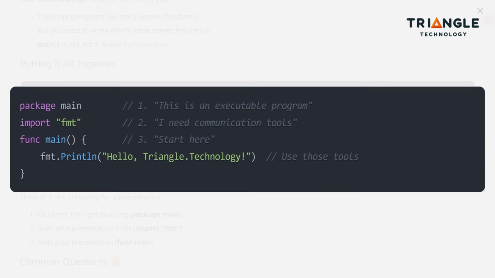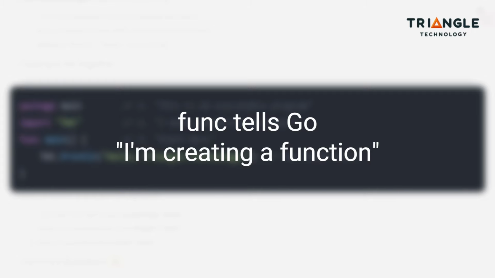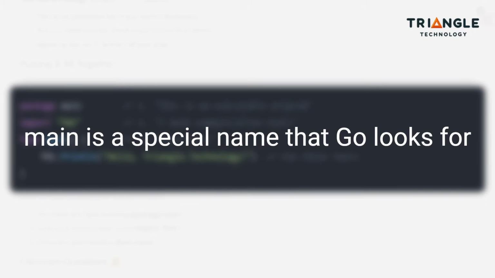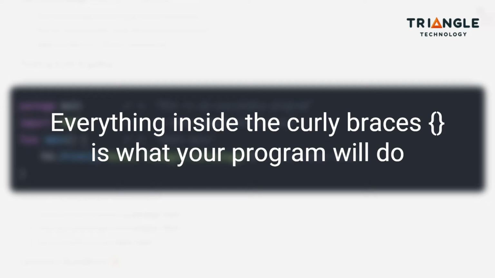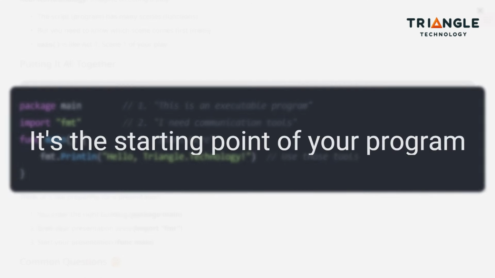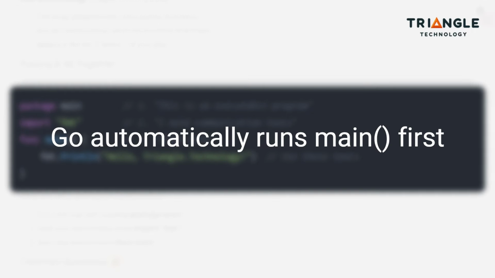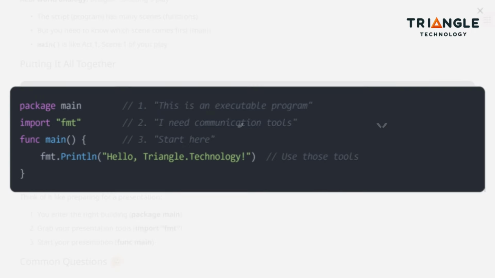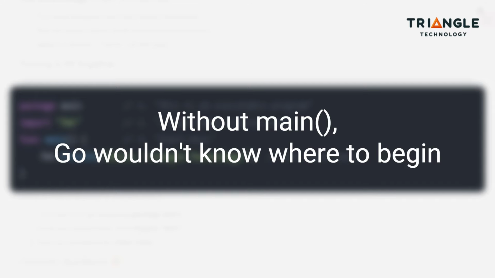This is the heart of your program. func tells Go, I'm creating a function. main is a special name that Go looks for. Everything inside the curly braces is what your program will do. Why is main special? It's the starting point of your program. Go automatically runs main first. Without main, Go wouldn't know where to begin.